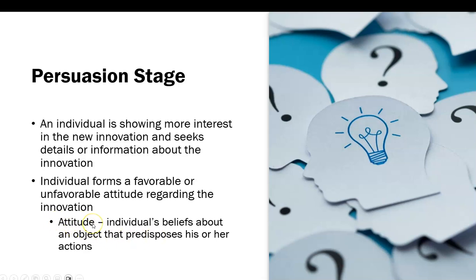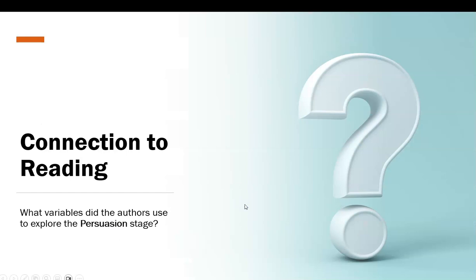So many theories posit that the attitude is prior to any sort of action, that you have to form an attitude in order to then have a response. So again, go back to the reading and look at what variables did the authors use to explore the persuasion stage. And they did. So there's a couple variables that they pointed out that said this is how we're going to determine if someone is in this stage and what information they're considering.